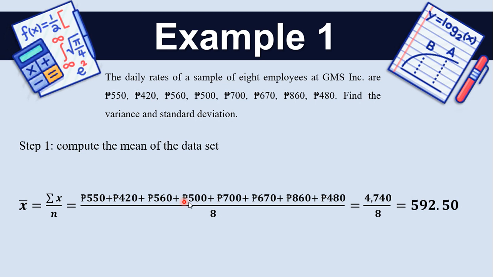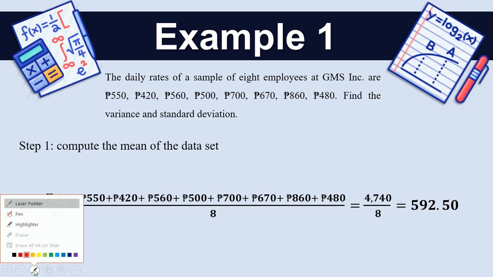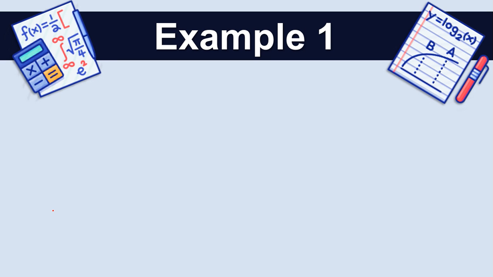Kuhain ko yung sum nitong numerator natin and that is 4,740. Divided by 8, we have 592.50. The answer, mga anak, kailangan po naka-round off po siya into 2 decimal places.